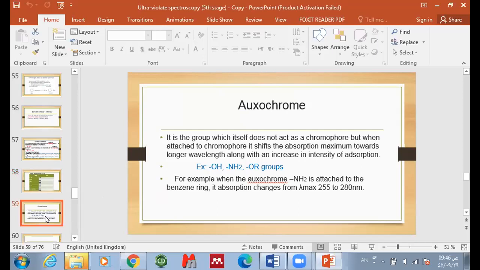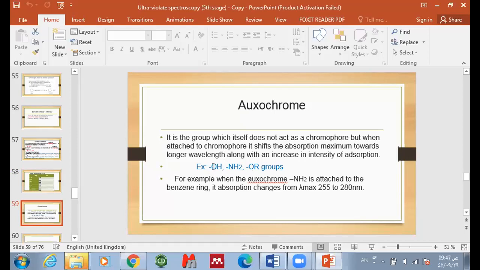So we have a new term here, auxochrome. So what is the auxochrome? Aux is a Greek word as well, means increase. And we can consider it as a dependent chromophore. So it depends on another chromophore in the molecule. For example, we have hydroxyl, amine, OR group in acetyl compounds, in ester compounds, for example.